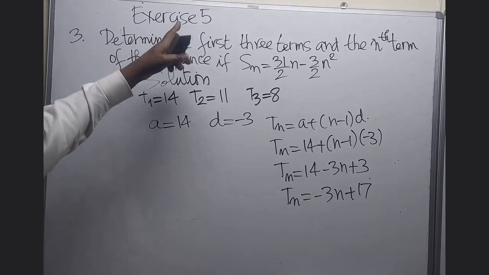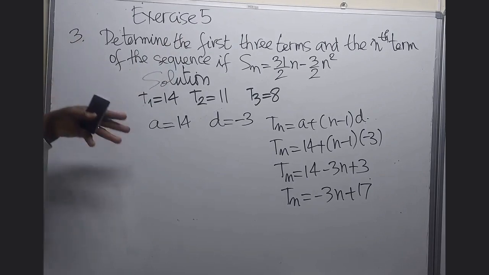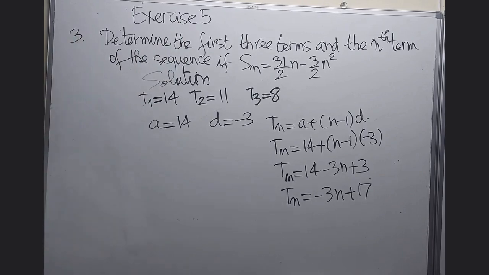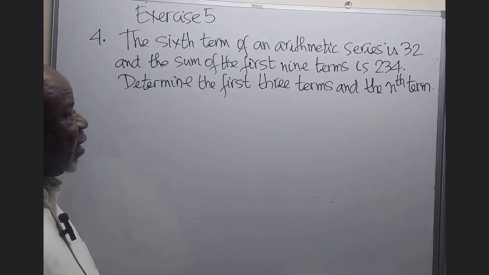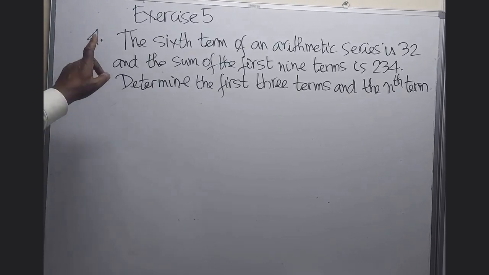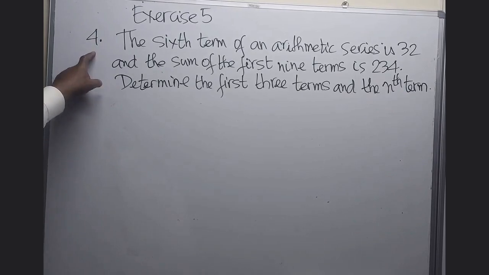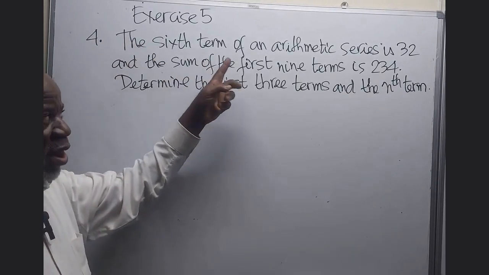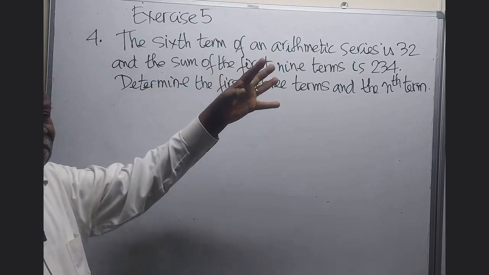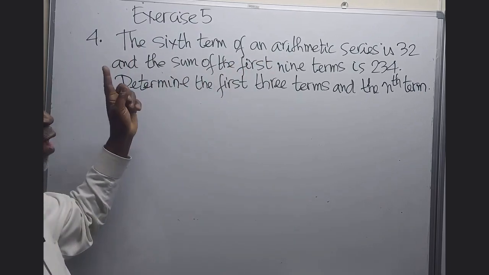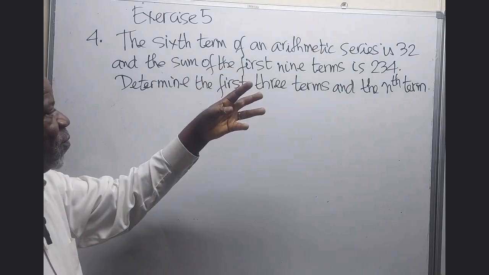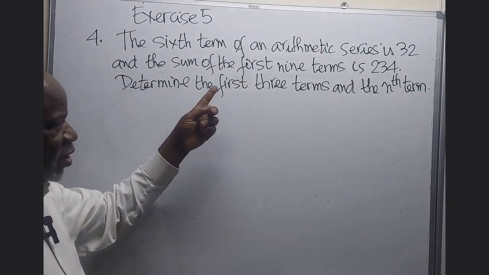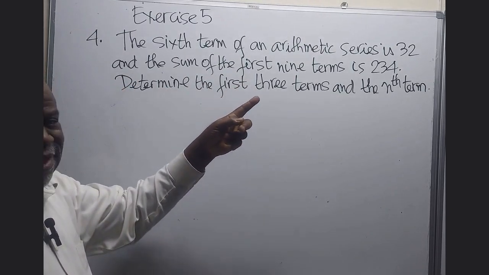We're going to take the last one for this session. That will be 5-4. Let me clean the board and then we're going to take the last exercise for this session. All right, so here's exercise 5 number 4. The sixth term of an arithmetic series is 32, and the sum of the first 9 terms is 234. Determine the first 3 terms and the nth term.